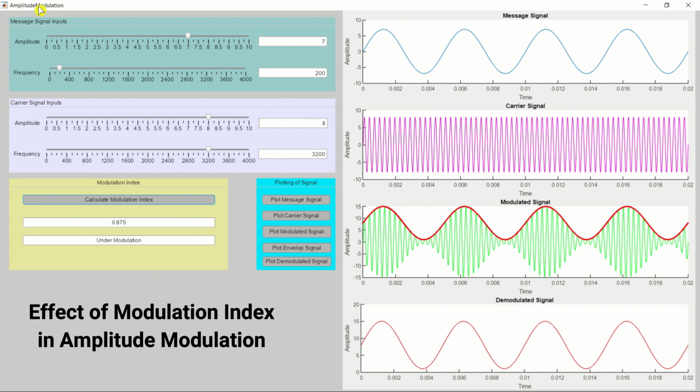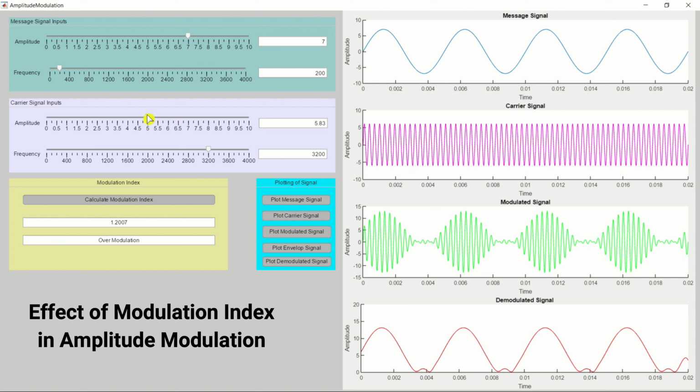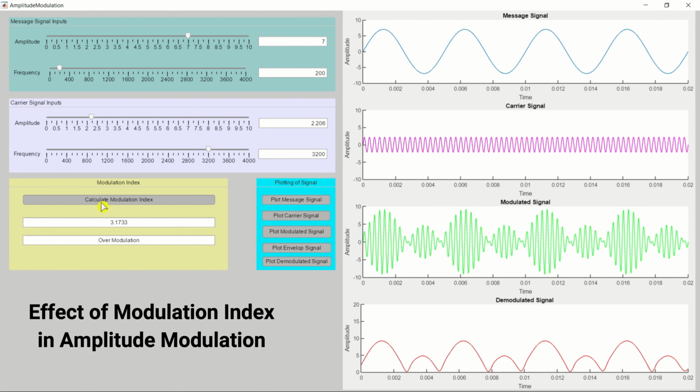Now, keeping the amplitude of the message signal constant, I am going to reduce the amplitude of the carrier signal, and we can observe that whenever the modulation index becomes greater than 1, the message signal and the demodulated signal differ. That is, the transmitted message signal cannot be received at the receiver side correctly.